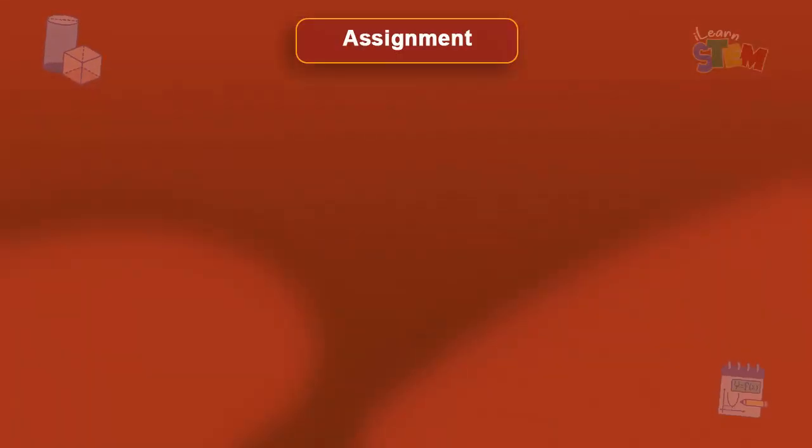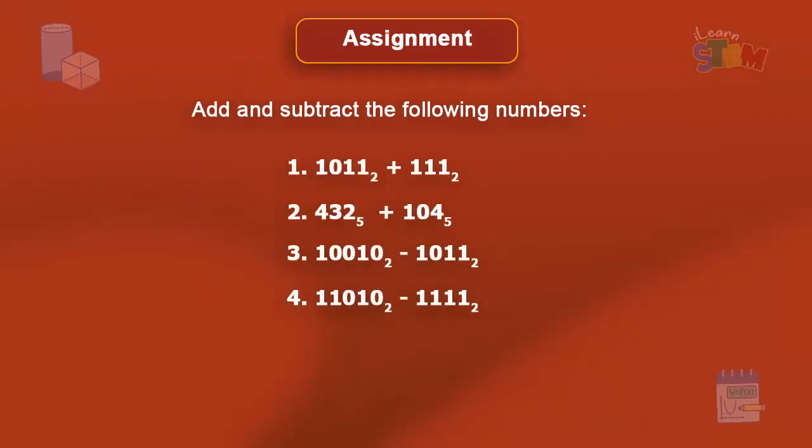Assignment. Write down the following assignment and solve them in your notebook. Add and subtract the following numbers accordingly. Remember to take your time. Do not panic if you fail to get it the first time. Keep trying till you succeed.